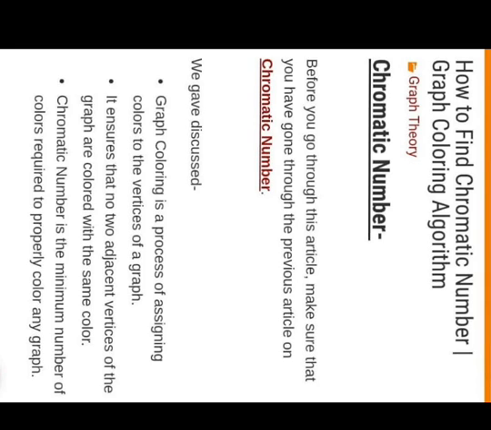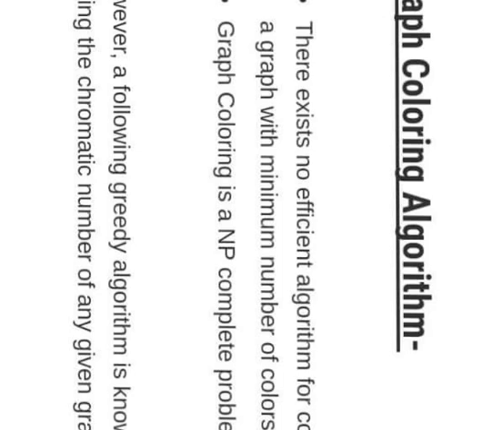We have discussed assigning colors to the vertices of a graph such that no two adjacent vertices of the graph are colored with the same color. Chromatic number is the minimum number of colors required to properly color any graph. As you know, there exists no efficient algorithm for coloring a graph with the minimum number of colors. Graph coloring is an NP-complete problem.